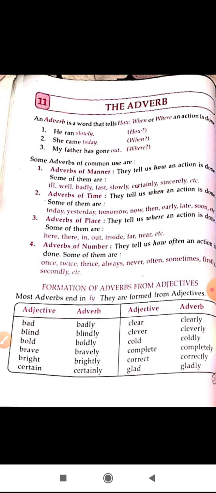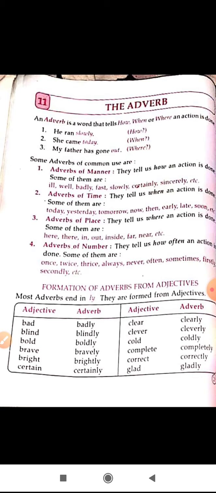Okay. So before we go through the chapter, first we will know what an adverb is. Here I want to tell you, an adverb is a word that tells us something more about a verb. Okay. So just remember the point. An adverb is a word that tells us something more about a verb.